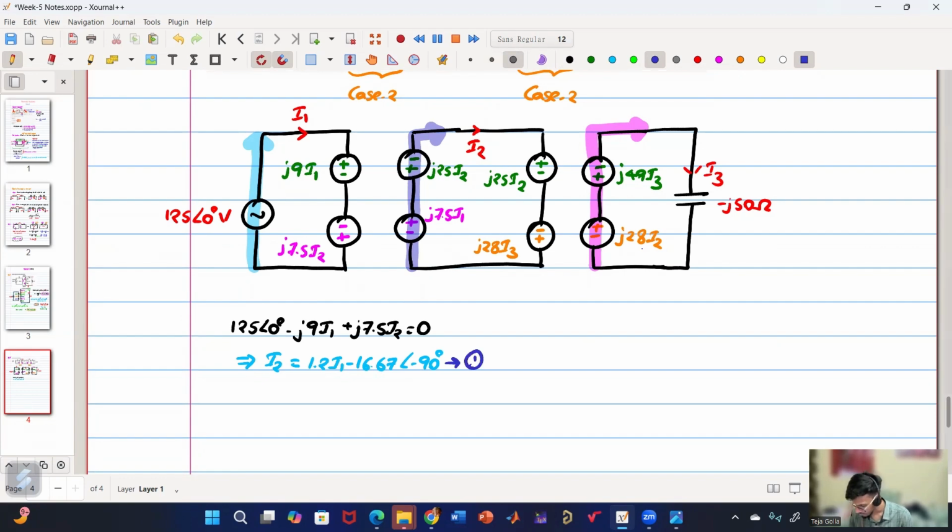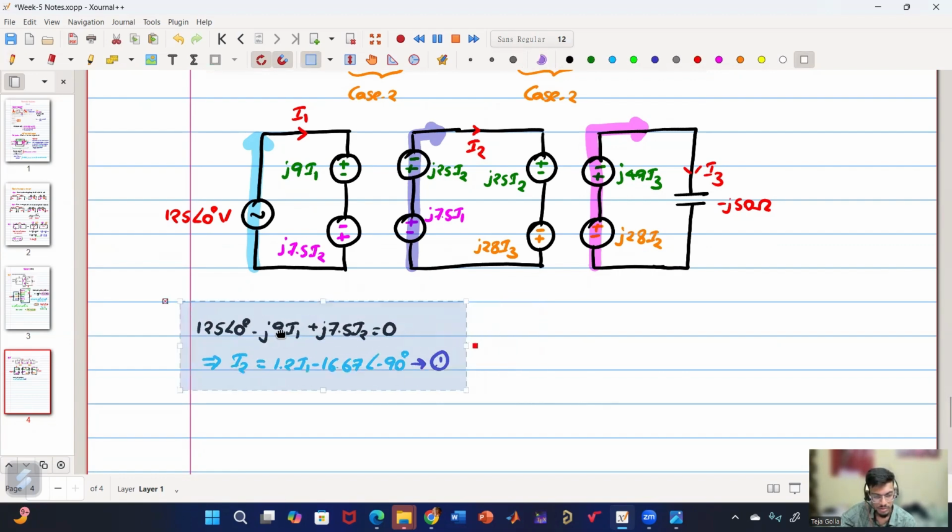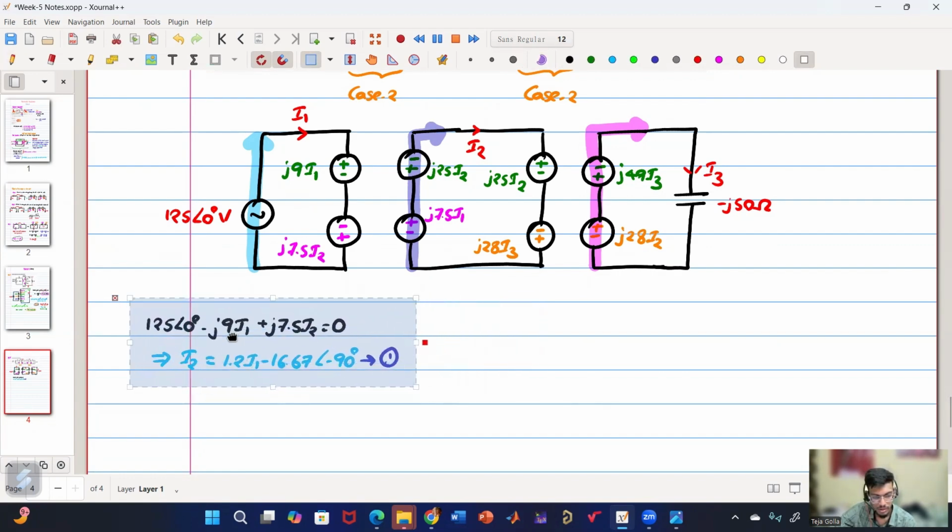So, is everyone with me? How did you write that equation? I have taken j7.5 I2 to the RHS and divided LHS and RHS by minus j7.5. So you make this calculation and just let me know whether you are getting the same expression or not. Got it, sir. Got it? Okay. Others, please do because this is simple math.